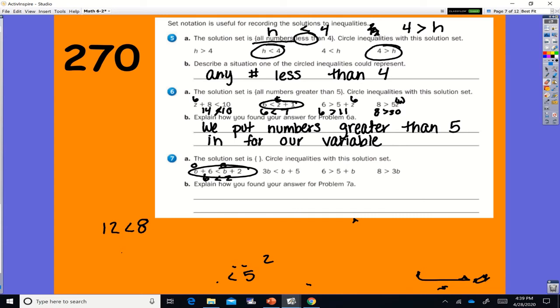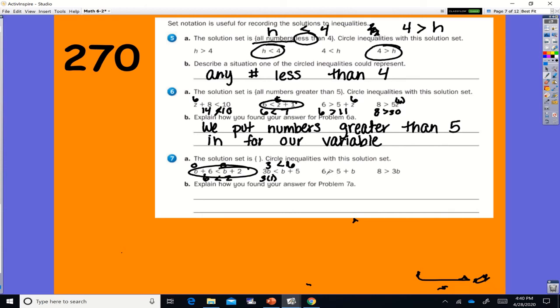Now, look at 3 times b plus b plus 5. Well, if I put 1 in, 3 is less than 6. So if I would make this 3 times 1, that's 3. 1 here, that gives me 6. 3 is less than 6. There will be a solution for that.